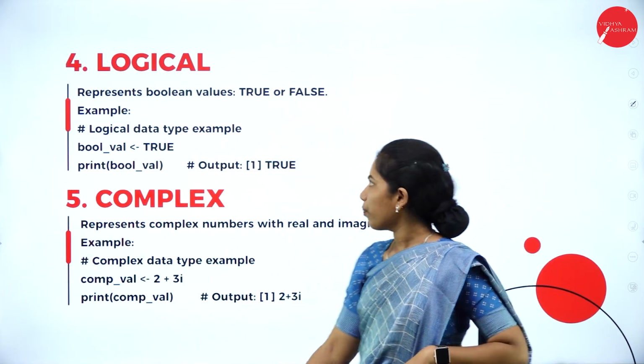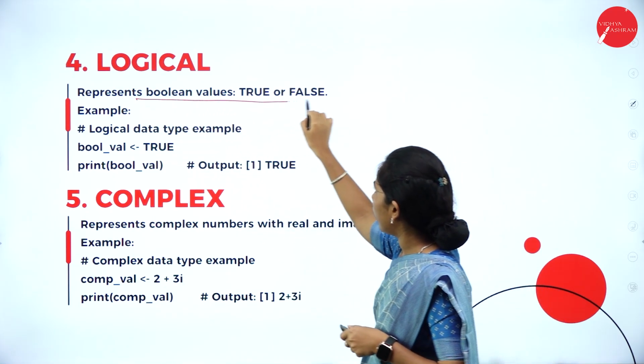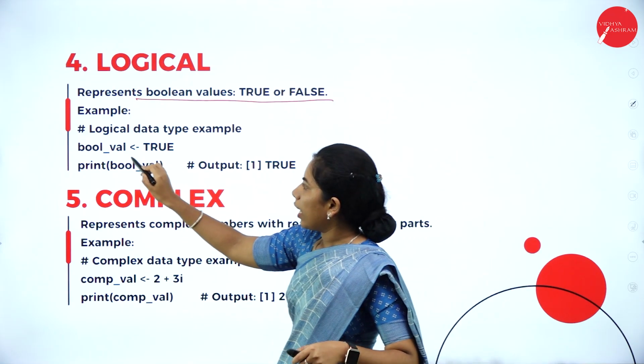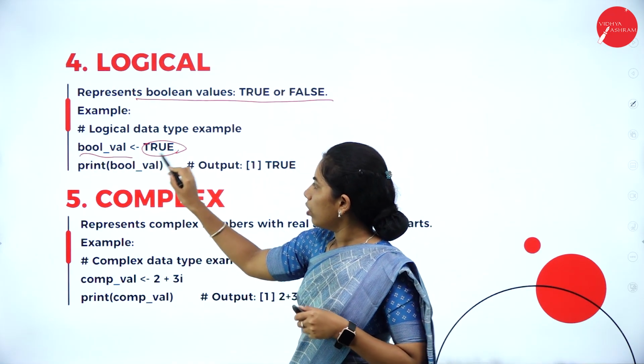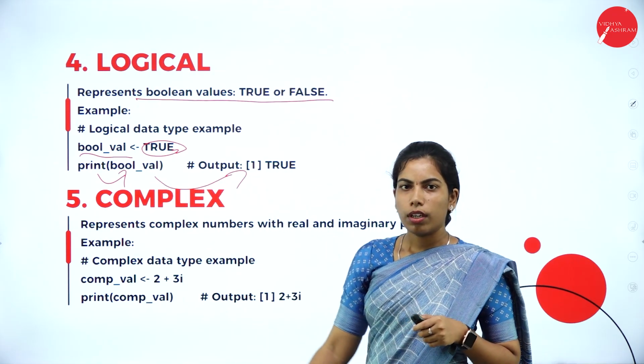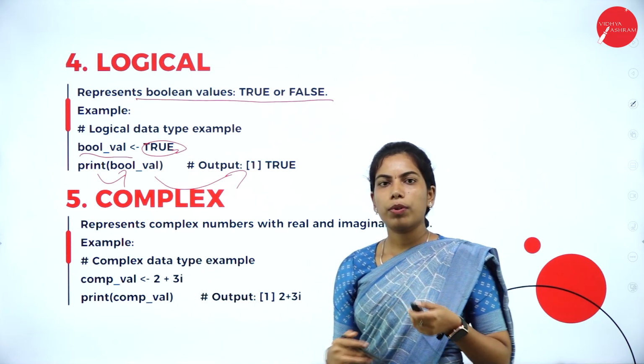So let's see another one. Here you can see logical. Logical is nothing but a boolean value, only TRUE and FALSE. So I assign a variable called bool value as TRUE. When I use the print function, I get the output TRUE, because the variable contains only TRUE. So that's why the output will be TRUE.